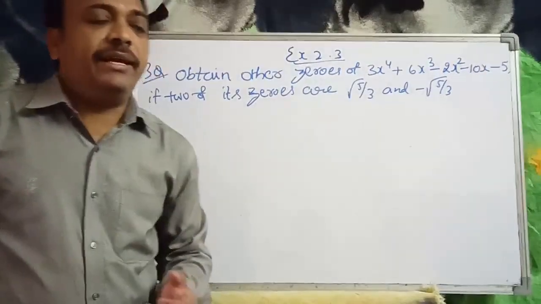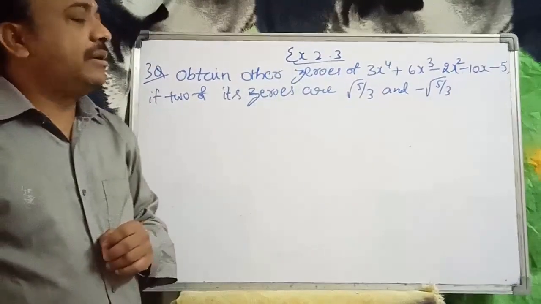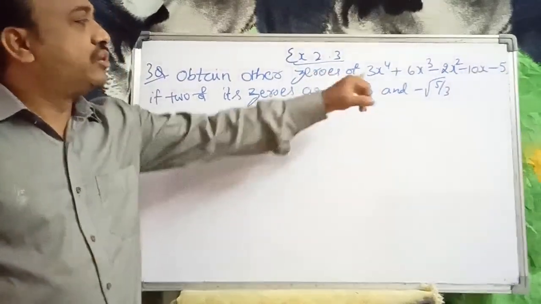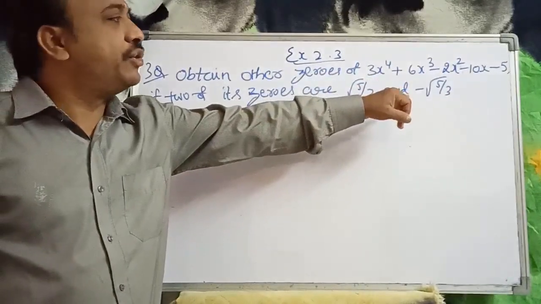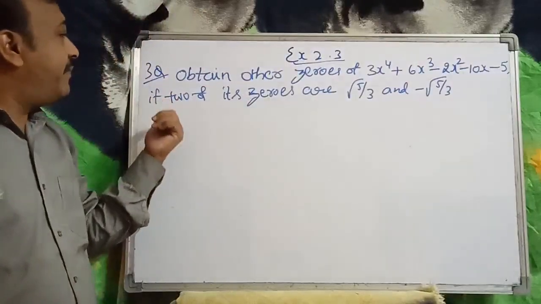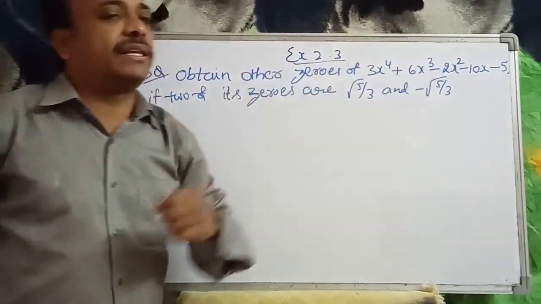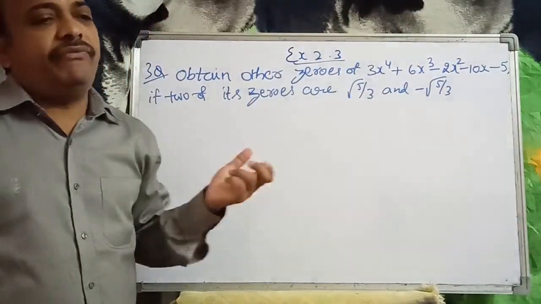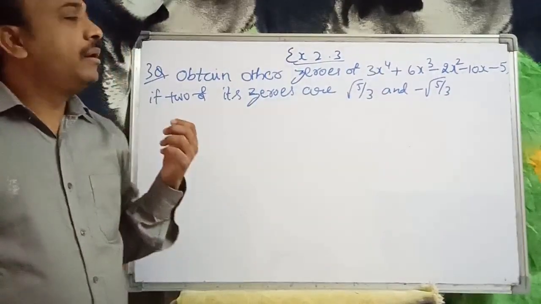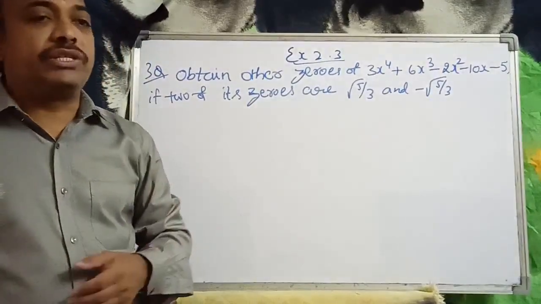Now question number 3. Obtain other zeros of 3x to the power 4 plus 6x cube minus 2x square minus 10x minus 5, if two of its zeros are root 5 by 3 and minus root 5 by 3. This is very important. When two zeros are given, we have to obtain the other two zeros.